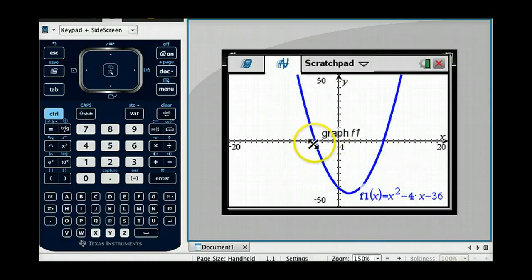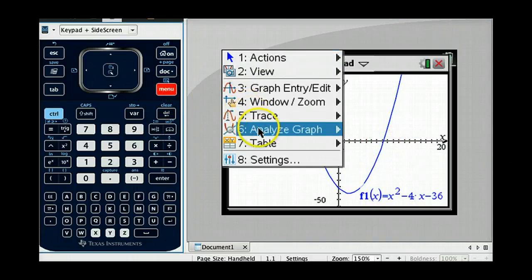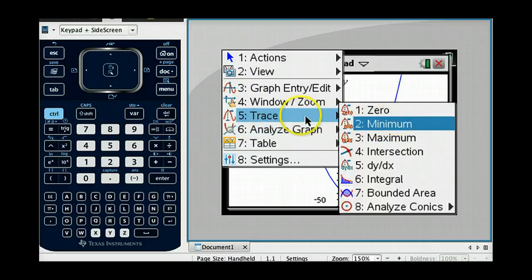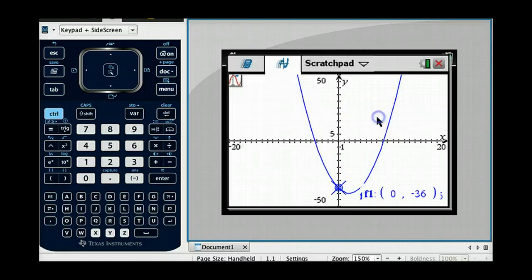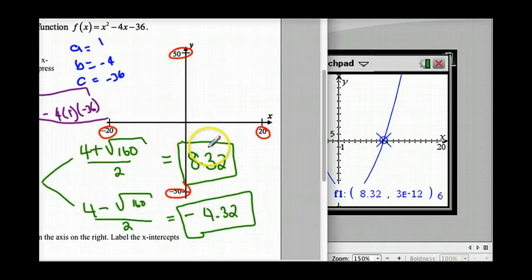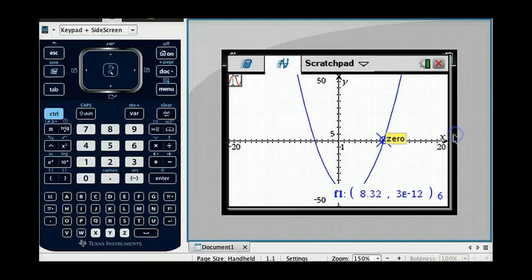How do you know these points where it crosses the x-axis? You go to Menu, Analyze Graph, no, I'm sorry, Trace, Graph Trace, and then just move your arrow up and down until you see it says 0, -4.32, and on the opposite side it has 8.32, which is our roots that we have here. So your graph should look something like this, right over here.